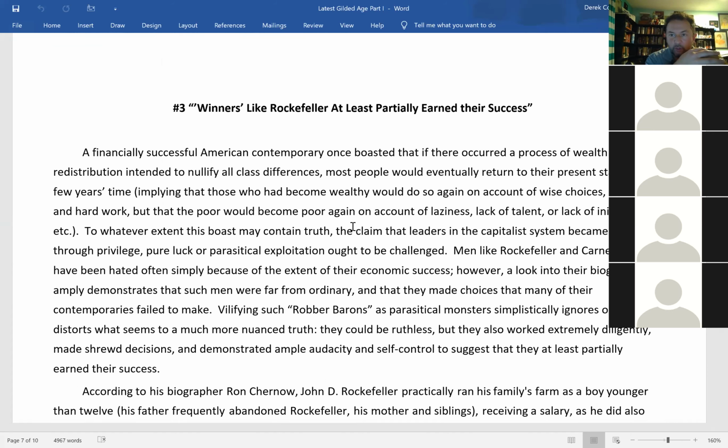And so, someone once boasted, right? You could take money from the rich. You could evenly allocate it to everybody in the country. And within 10 years, let the capitalist system do its thing. Within 10 years, everybody is going to be back where they are today. What does that person mean by that?